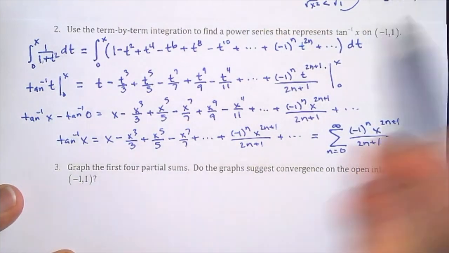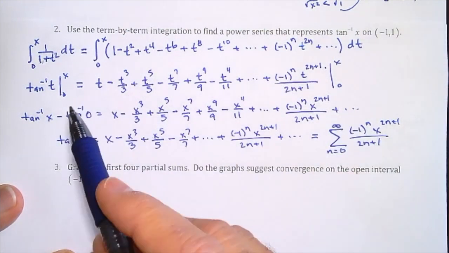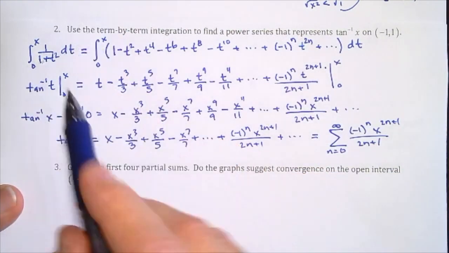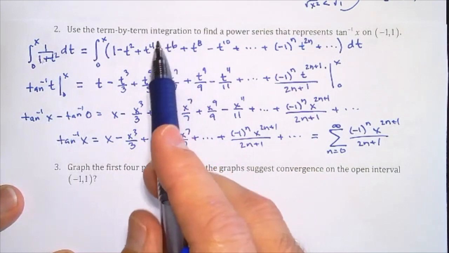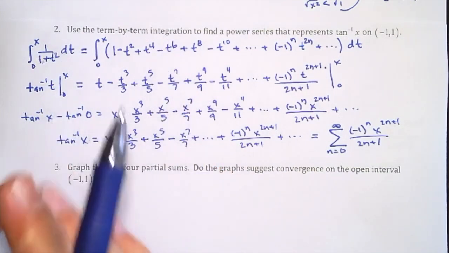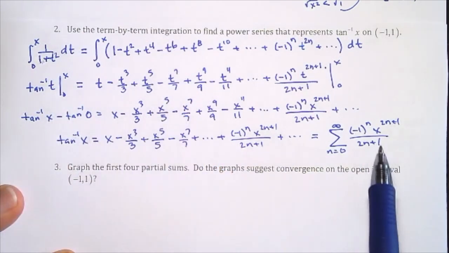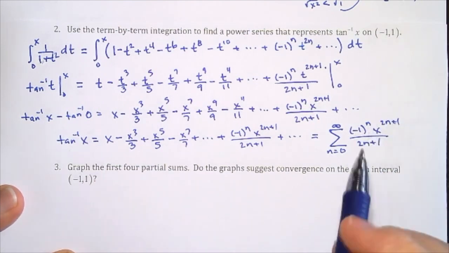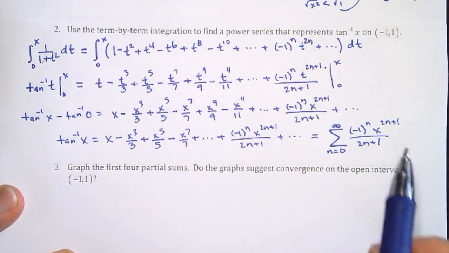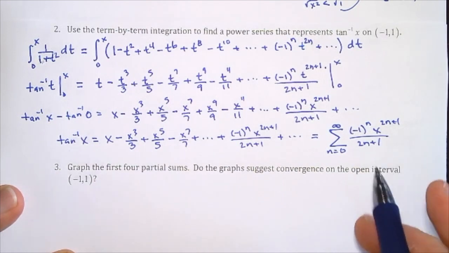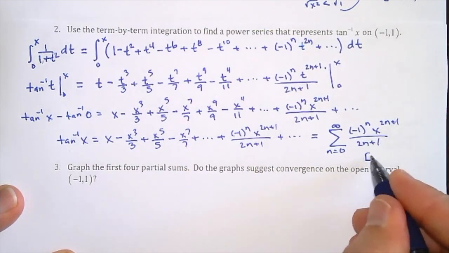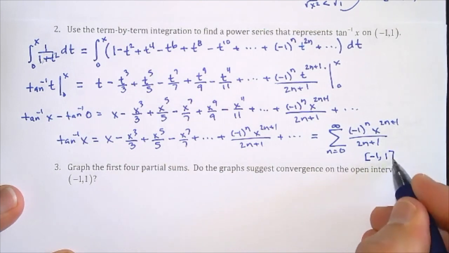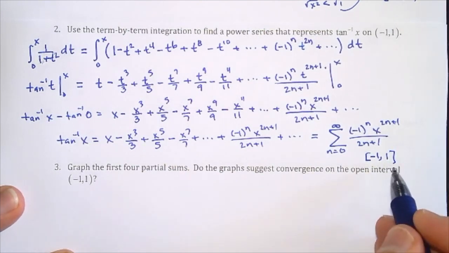Now, right now, it's on the same interval that the original series converged to. The original series was the one above. It converged on the open interval negative 1 to 1. This one also will converge on the open interval negative 1 to 1. But it actually has more convergence than that. The interval of convergence is actually the closed interval, bracket negative 1 to 1.